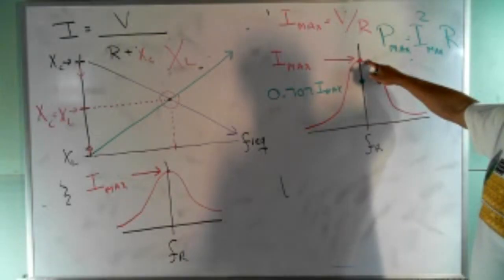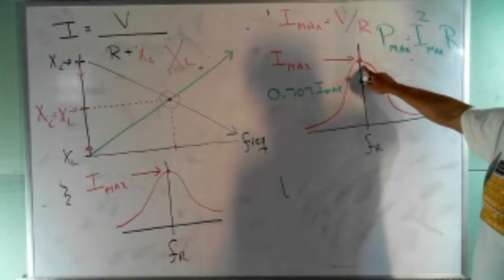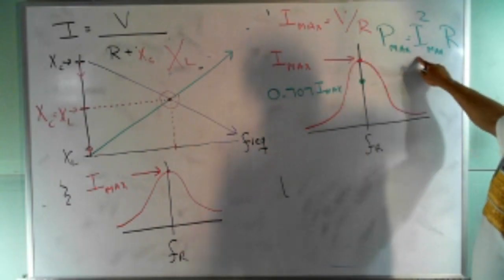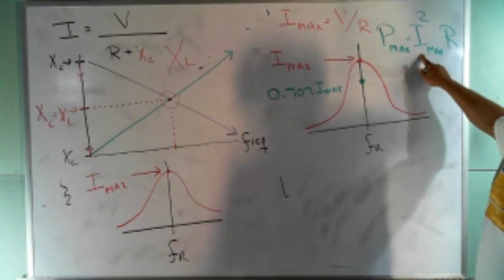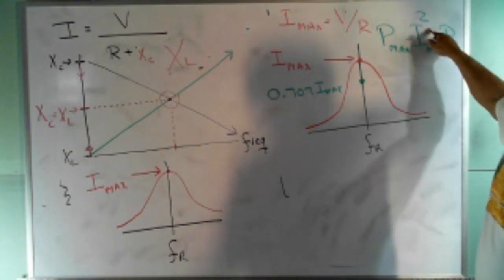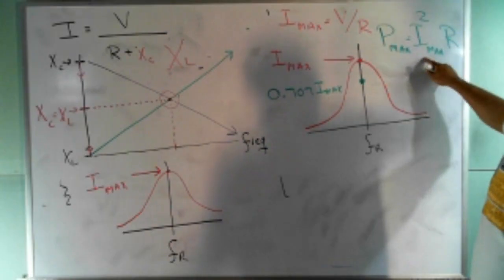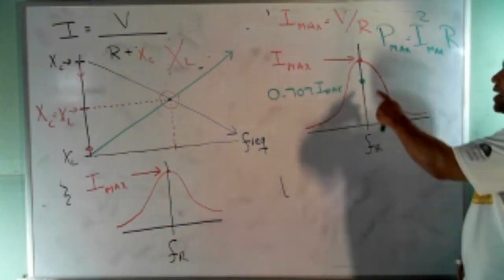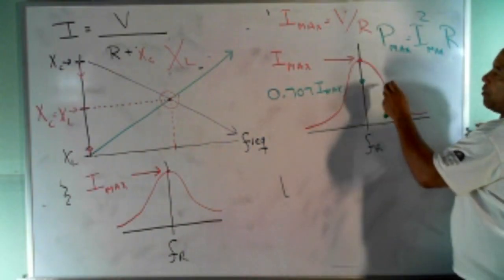How did I find the power at that point? What did I do to get P max? I took the maximum current, I squared it, I used Watt's law, the current squared times resistance. I do the same thing here to get the power. So what is the current at this point right here?